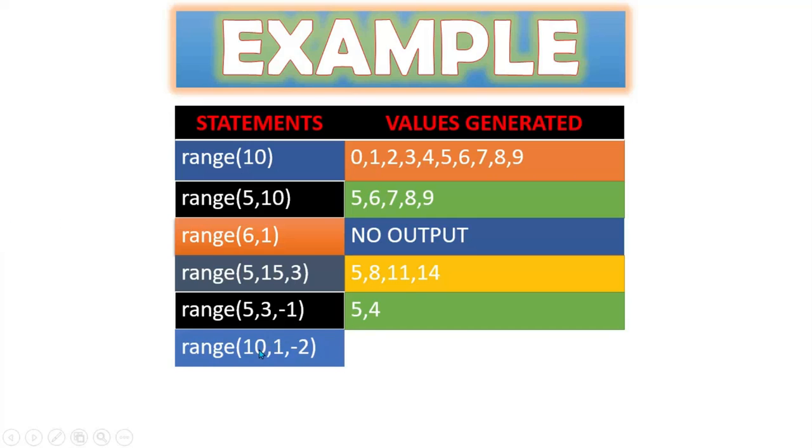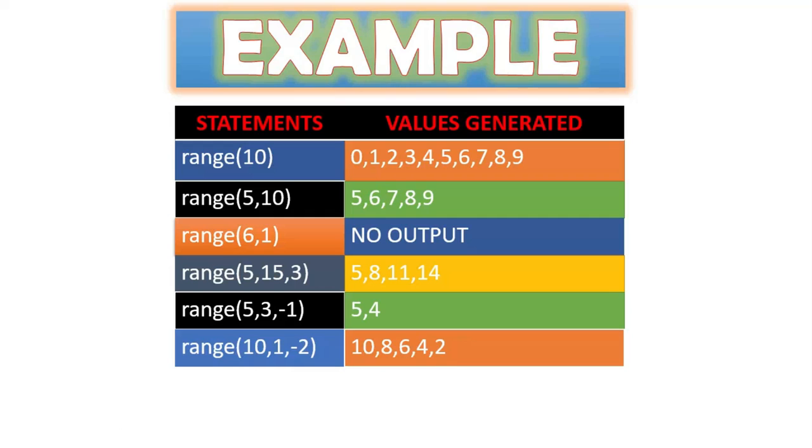Next 10, 1 and minus 2. So what will be the result? 10, then minus 2 is 8, then minus 2 is 6, and minus 2 is 4, then minus 2 is 2, then minus 2 is 0, and here this will be the final answer 10, 8, 6, 4 and 2.